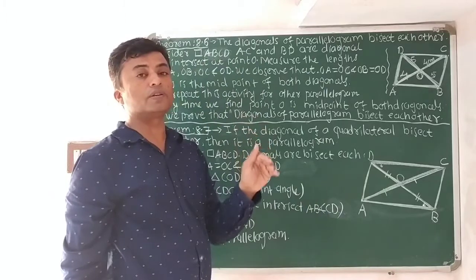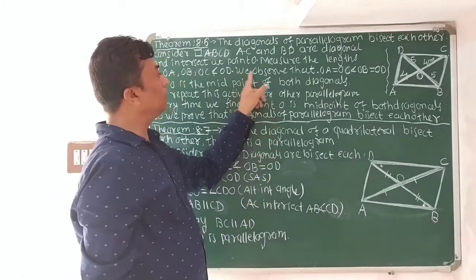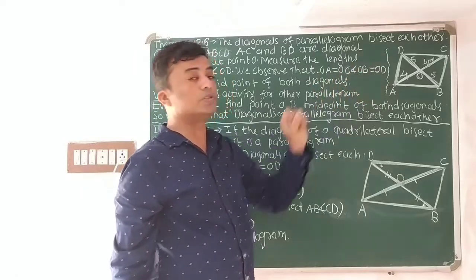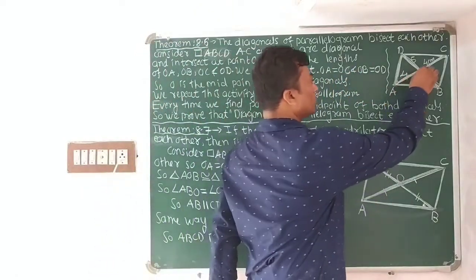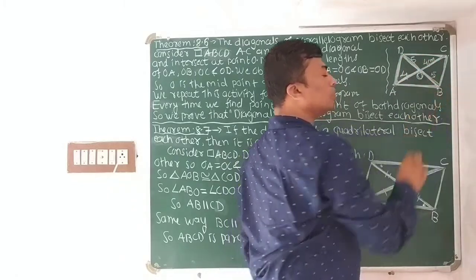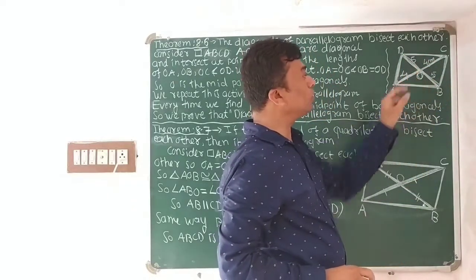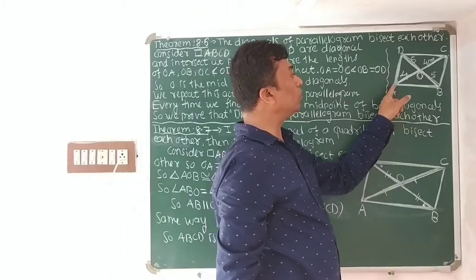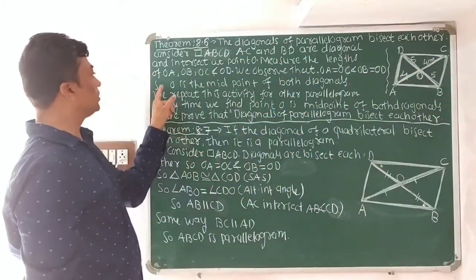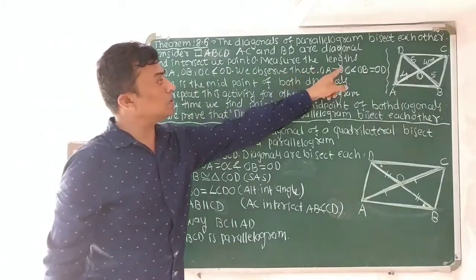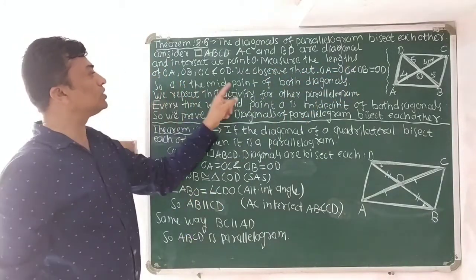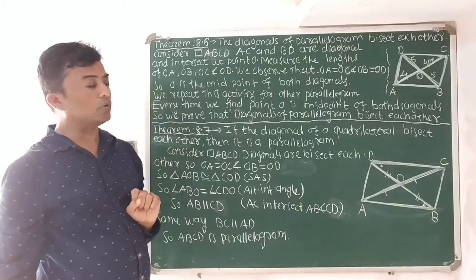So after measuring all the lengths, we observe that OA is equal to OC and OB is equal to OD. So see children, OA is equal to OC and OD is equal to OB. So we can say that point O is the midpoint of both diagonals AC and BD.